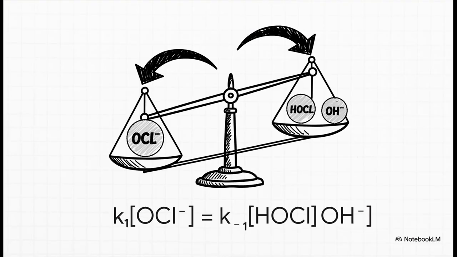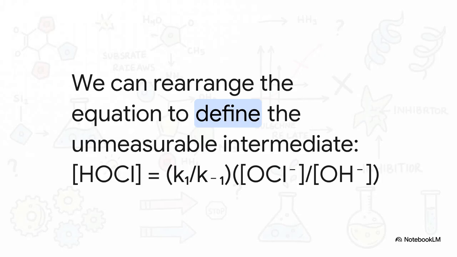Let's circle back to step 1. The fact that it's a fast equilibrium is a huge clue for us. All it means is that the forward reaction and the reverse reaction are happening at the exact same speed. They're in perfect balance. So mathematically, we can just say the rate going forward equals the rate going in reverse. Now, since those two rates are equal, we can do a little bit of simple algebra and just rearrange that equation. We can solve it for the one thing we're trying to get rid of, the concentration of our elusive intermediate, HOCl. And just like that, we've defined it using things we can measure, hypochlorite and our mystery guest, hydroxide.